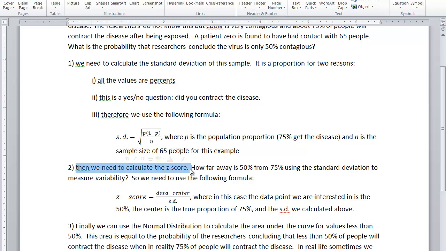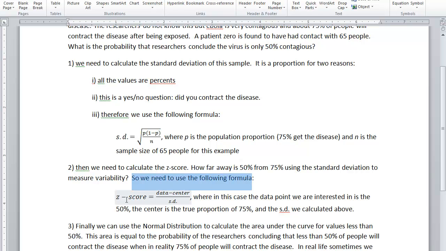All right, and so what we're wondering is how far away the 50% is from the 75%, using the standard deviation as our measure of variability. So we saw that samples of size 65 should vary by about 5%. So how far away is the 50% from the 75%?